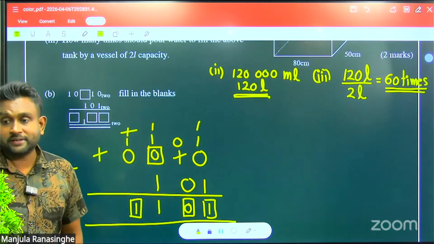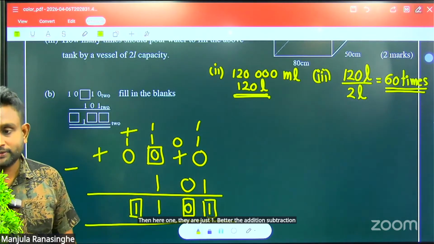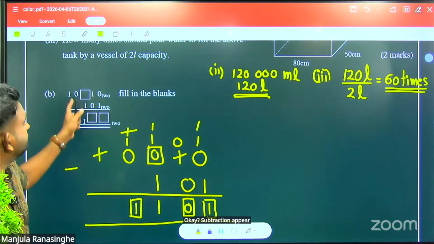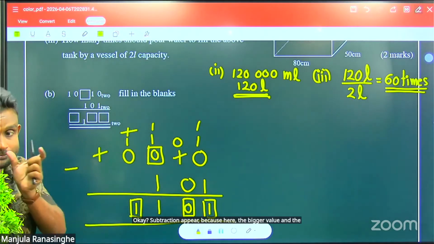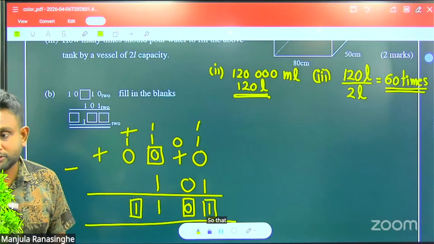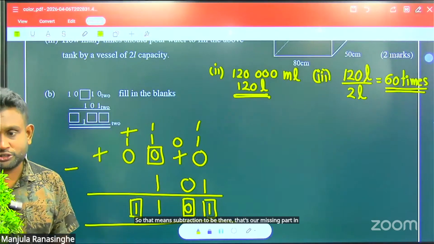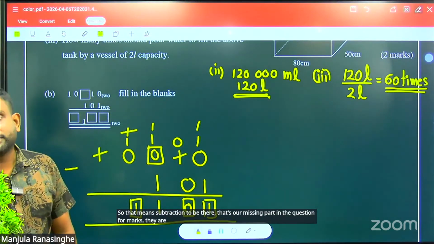Whether addition or subtraction appears there, subtraction appears because here the bigger value and smaller value are given. So that means subtraction is to be there. That's our missing part in the question. 4 marks there for the final part.